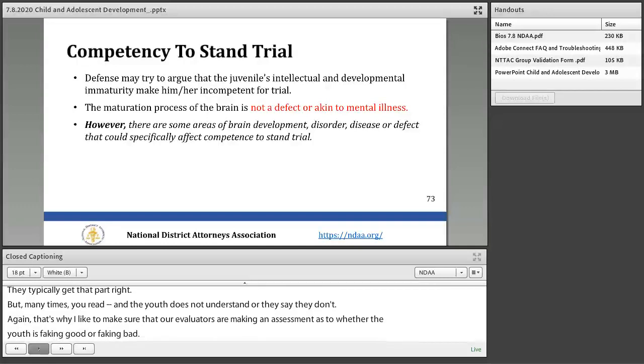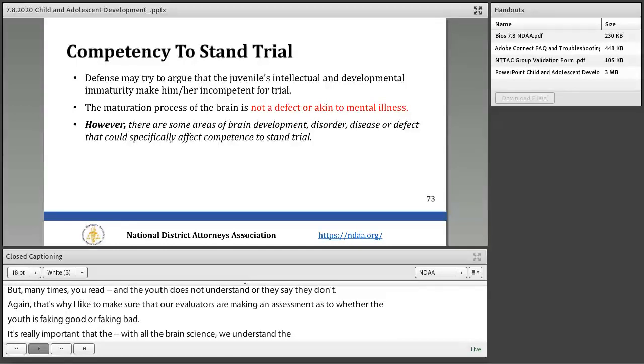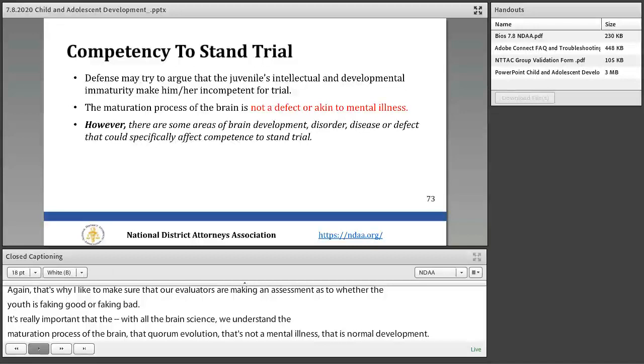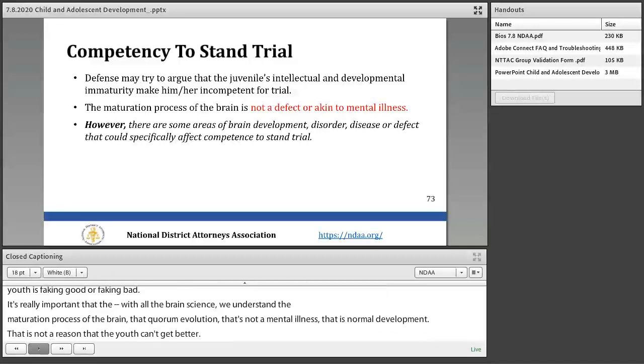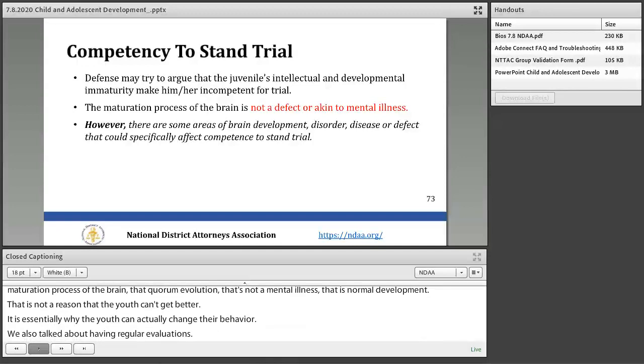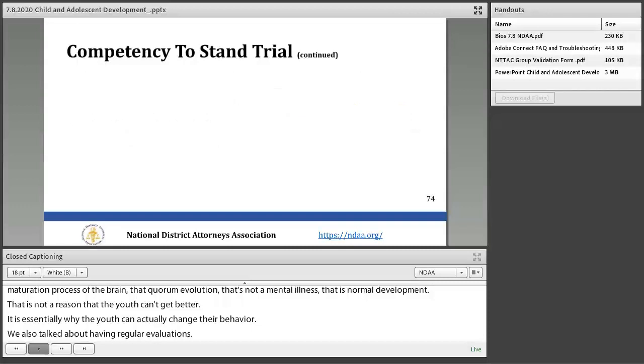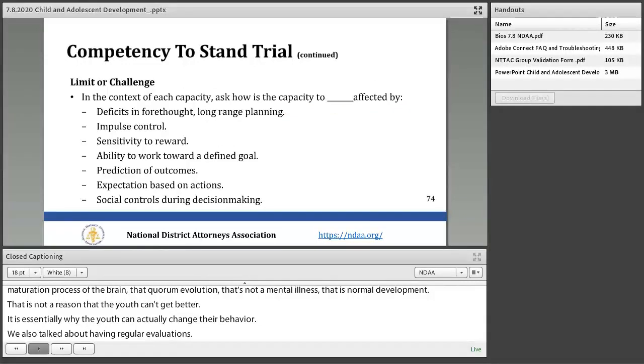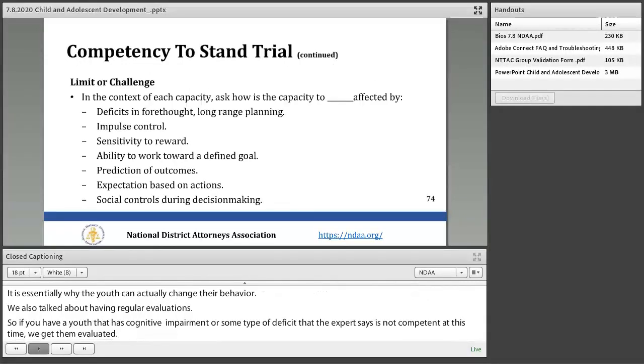It's really important, with all the brain science, that we understand the maturation process of the brain, that normal development and maturation, the elasticity and plasticity, is not a defect or a mental illness. That is normal development. And so that's not a reason that the youth can't get better. It's essentially why the youth can actually change their behavior. We've also talked about having regular evaluations. So if you have a youth that has cognitive impairment or has some type of deficit that the expert is saying they are not competent at this time, we always get them evaluated again. And typically our experts will go ahead and evaluate once a year.